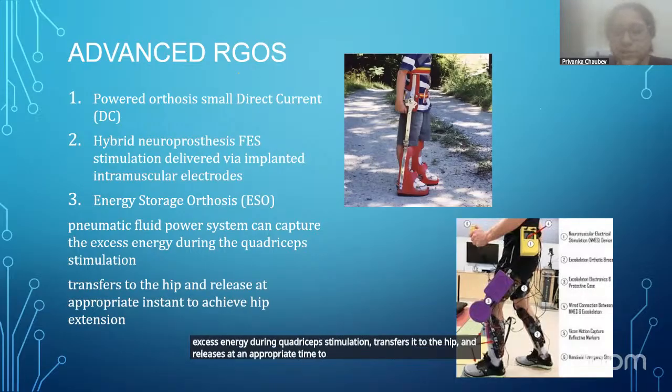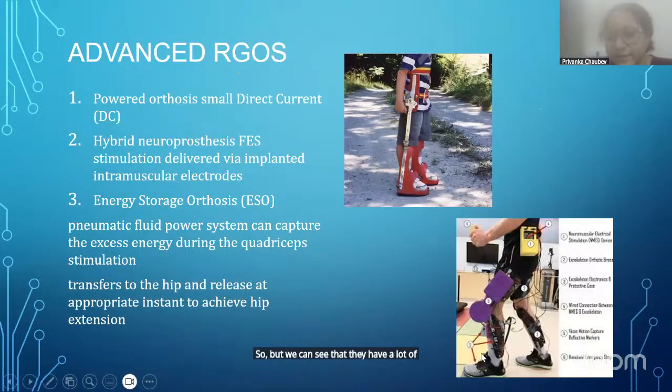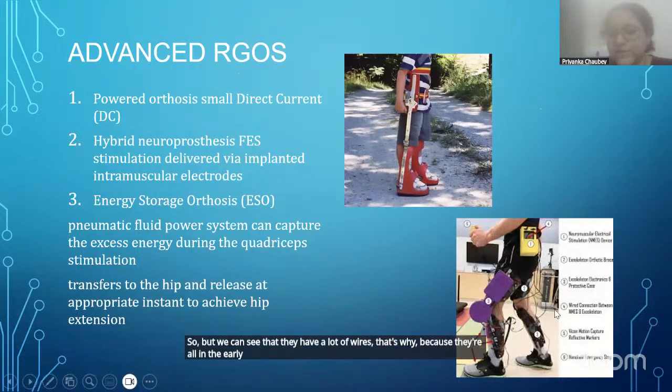So there were many, many more, which I could not clearly understand, but there were many more advances in the RGOs, which were highly complicated and at the very early stage. But we can see that they have a lot of wires. That's because they're all in the early stage, even with the FES, a lot of the neuromuscular control.